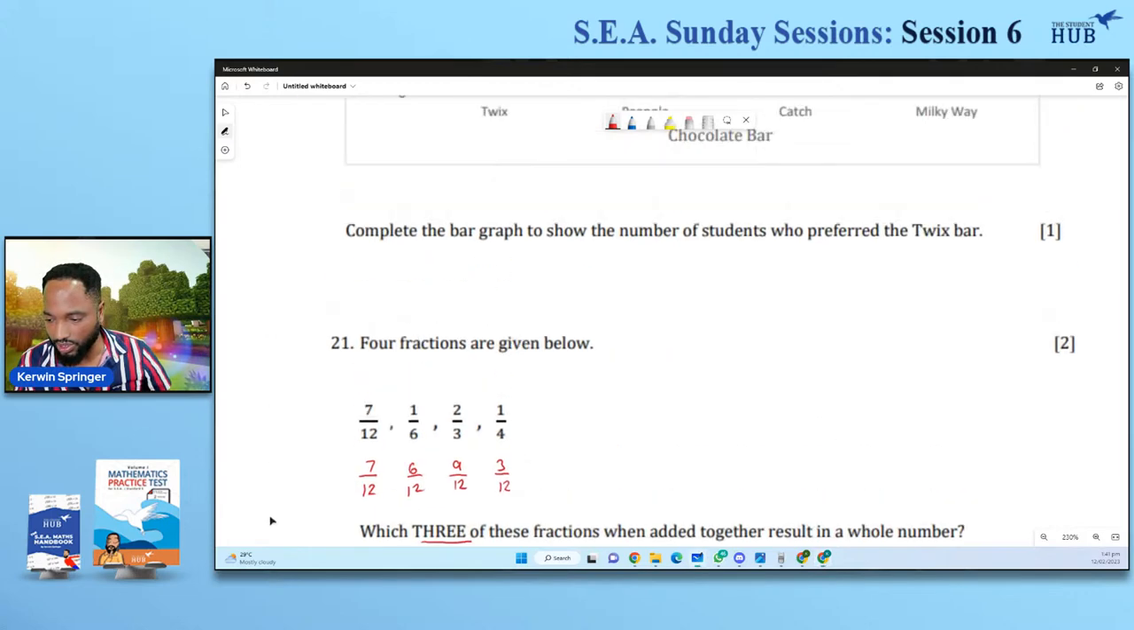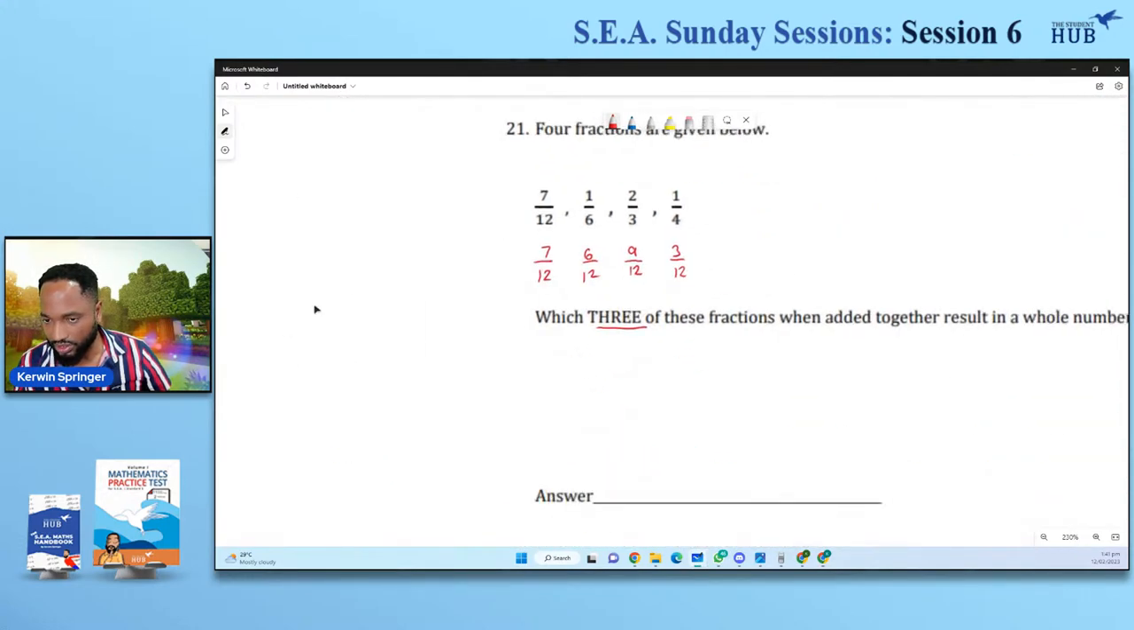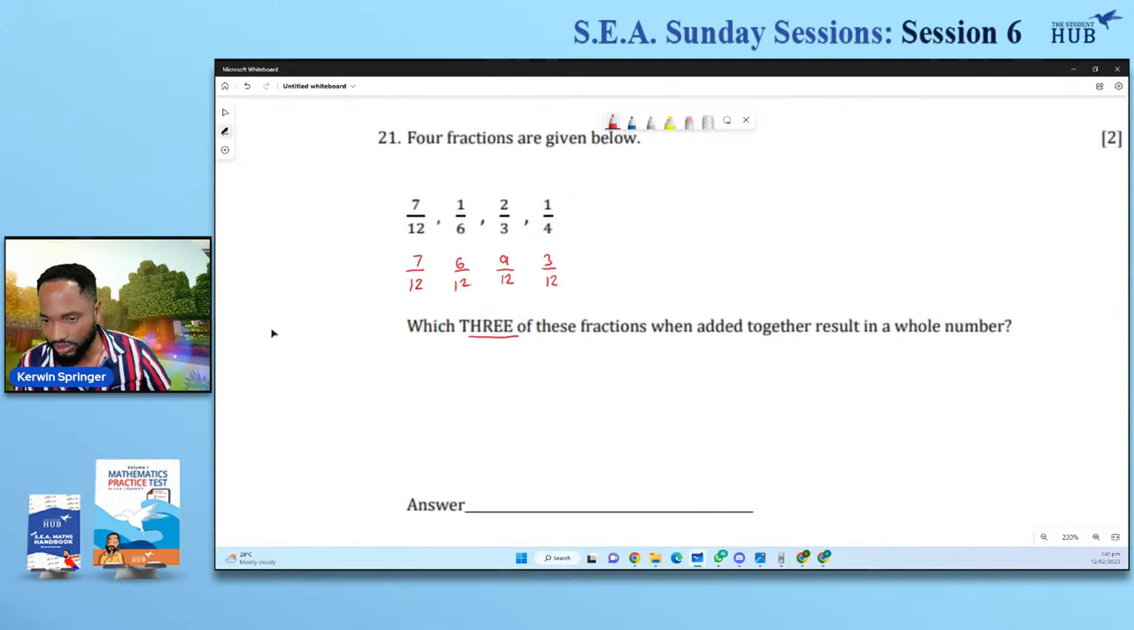All right, so we're now on 21, right? Everything good? So I'm just waiting to see if anyone has a question. Anyone has a question?